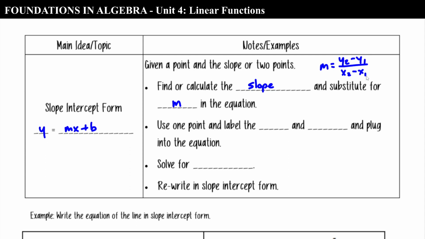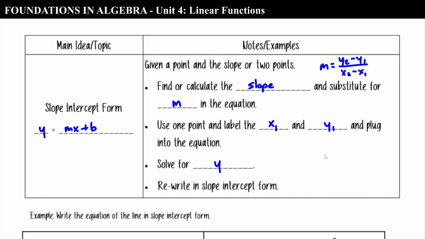Now, what if you're given 2 points? Well, that's how you find the slope. But you notice we have no intercept given to us. We don't know what the y-intercept is unless one of the 2 points happens to be the y-intercept. So we use 1 point, label the x1 and the y1, and then plug it into your slope equation. Now, we are going to be solving for y when everything's said and done, and then rewrite it in slope-intercept form. But here is the deal. This is going to be a little unwieldy to work with.